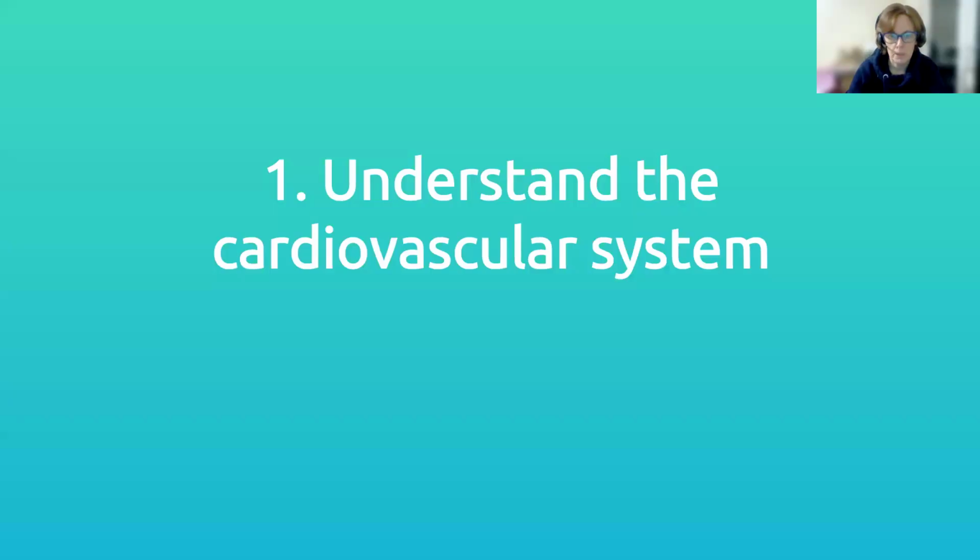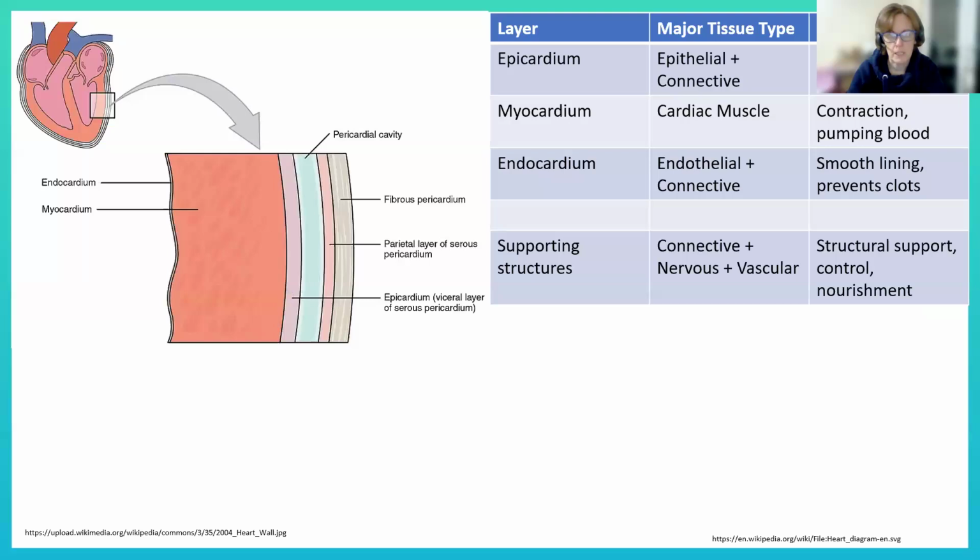So first job is to understand the cardiovascular system. We're going to have a look at this. It's the cross section of the heart. So what we've got here is the epicardium, the myocardium, the endocardium, and the supporting structures. So you can see the heart wall there.